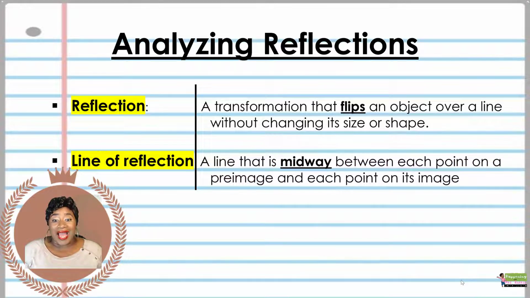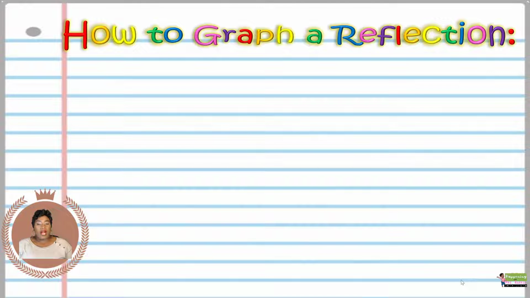Then we're going to look at line of reflection. A line of reflection is a line that is midway between each point on a pre-image and each point on its image. Now let's take a look at how to graph a reflection.